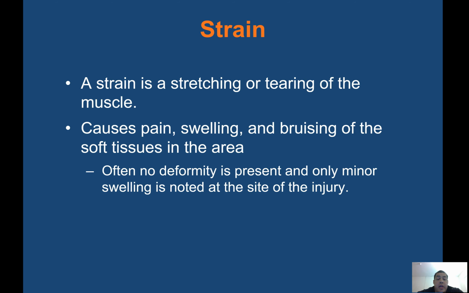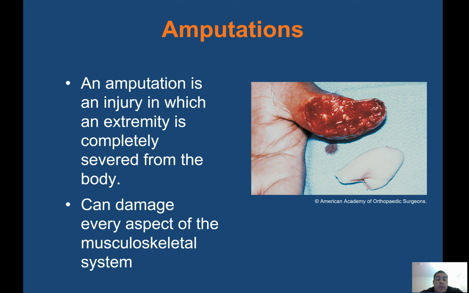Strain is a stretching or tearing of the muscle. Causes pain, swelling, and bruising of the soft tissues in the area. Often no deformity is present and only minor swelling is noted at the site of injury. Amputation. Amputation is an injury in which an extremity is completely severed from the body. Can damage every aspect of the musculoskeletal system.